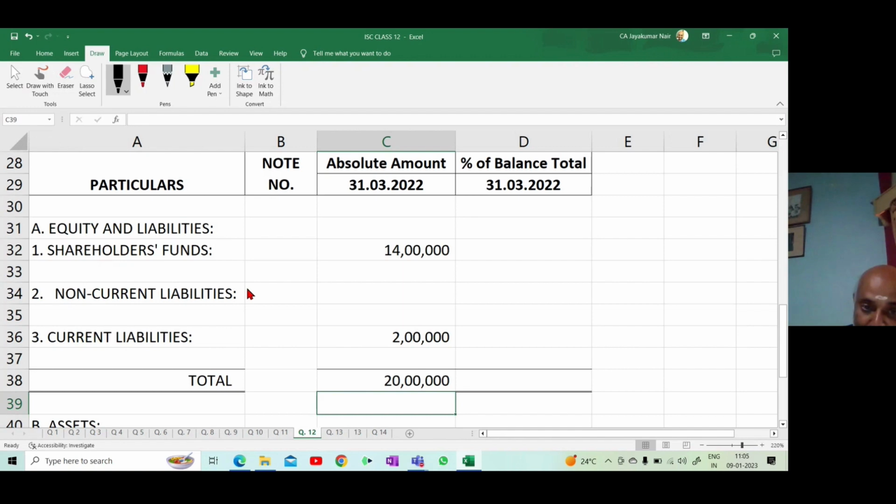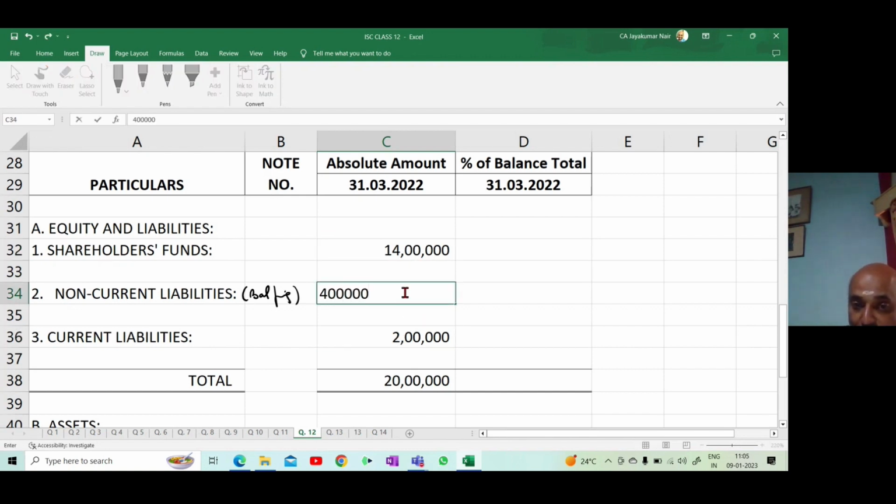Remember, non-current liabilities is not given to you. So this becomes the balancing figure, because this plus this should be equal to 20 lakhs. So how much is this? 14 plus 2 is 16. So that means non-current liabilities is 4 lakhs.